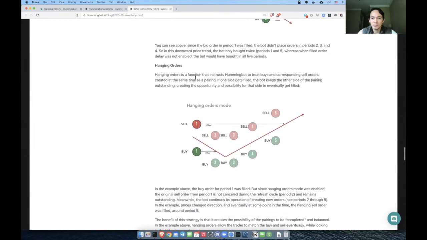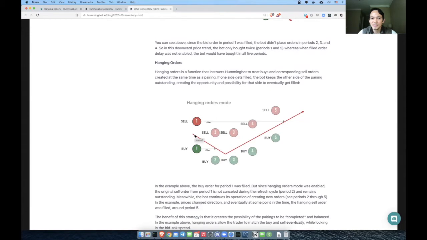Hanging orders mode is one where it creates pairings of buys and sells. If one side of the pairing is filled, in this case the buy order, it actually doesn't cancel the other side. It keeps it hanging. So at some later point in time, if the prices reverse, or if you have sideways markets, if there's ever a possibility that the price can go back to where that order would be filled, it just keeps it outstanding. So in this case, the buy for order one was filled, the sell for order one was not, but it's kept outstanding because the bot remembers the history of this pairing, so that at a later point in time, it's filled.